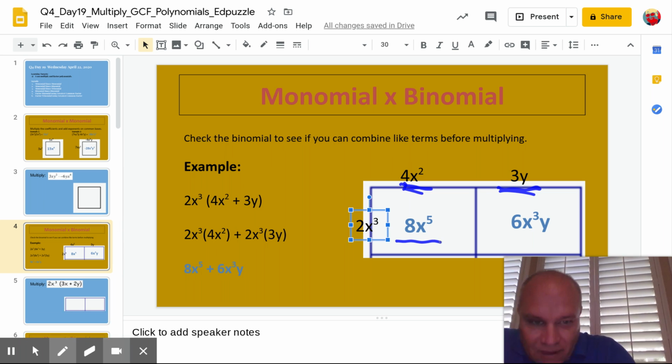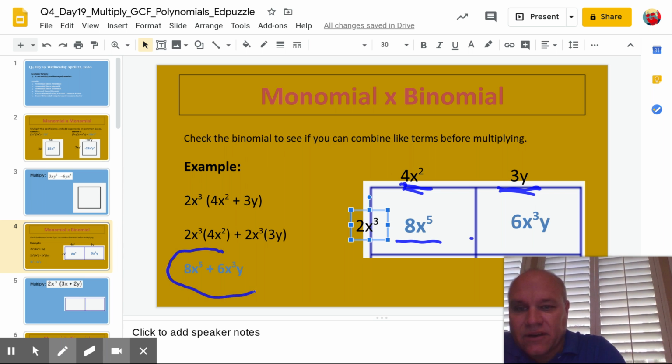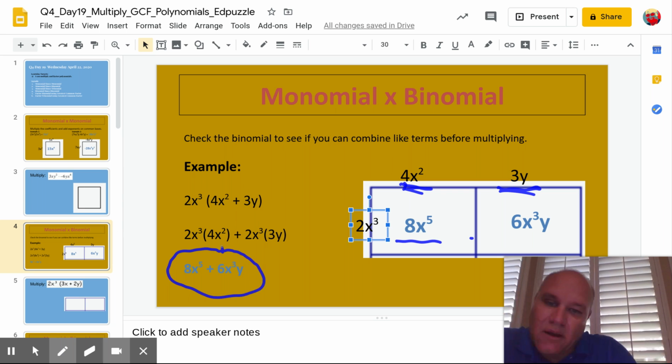And then, in this generic rectangle, the width here is 2x to the third as well. So 2x to the third times 3y. Well, 2 times 3 gets us 6. For x to the third, there's no x over here, so it's like multiplying by 1, so it's just x to the third. And there was no y to multiply by, so it's like saying 1 times y, which is the y. So we get 6x to the third y. Here's our final answer, 8x to the fifth plus 6x to the third y.